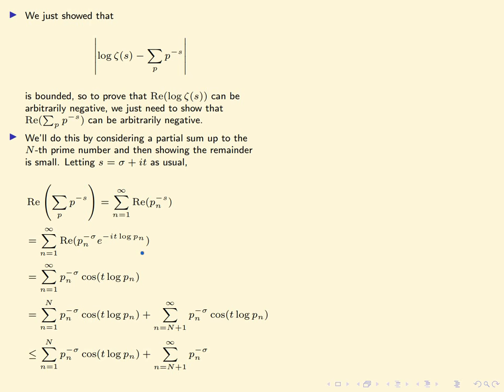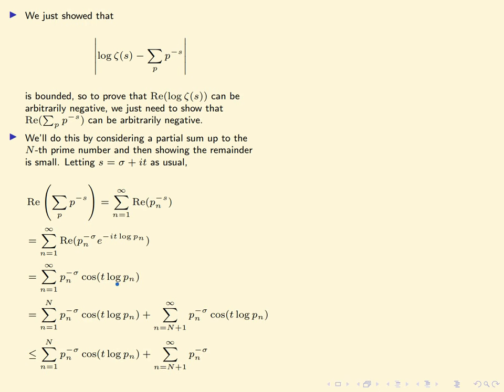Okay, and then the next step is splitting the s back into sigma plus it. And then for the it part, we're going to use the fact that p sub n is equal to e to the log of p sub n. So that's how we get this term. And then when we take the real part of this, this thing is just a real number, so it stays the same. But the real part of this thing, if you learn about complex numbers, is just the cosine of minus t log p sub n. But cosine is also an even function, so we can get rid of the minus, because cosine of negative times a real number is the same as the cosine of positive times the same real number.